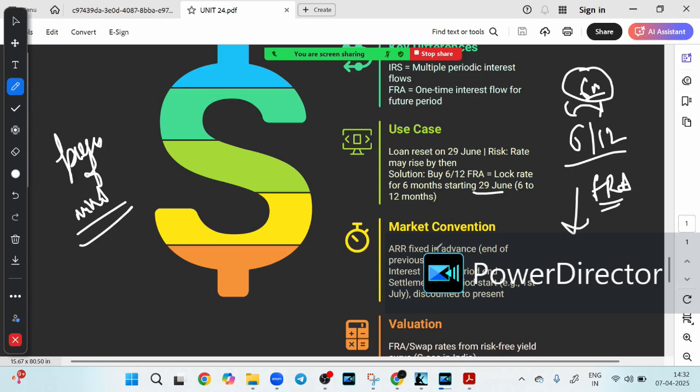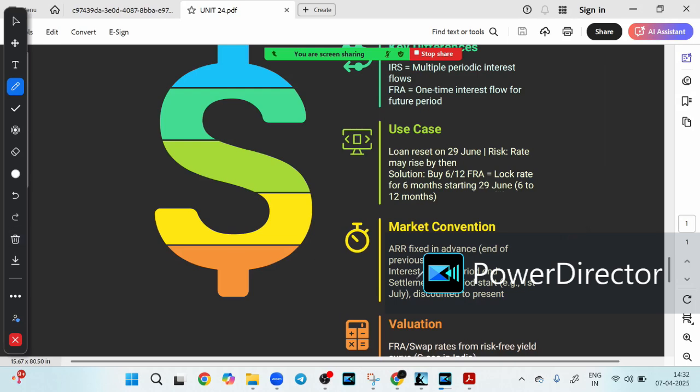So if you talk about the market convention, see how it is done. Rate is fixed in advance, based on the end of the previous period. Rate is fixed in advance and interest is paid at the end of the FRA period. Remember, whatever interest payment is done, it is paid at the end of the FRA period, right? But interestingly, payment is settled at the start of the FRA period and discounted back to present. This is how the market convention works.